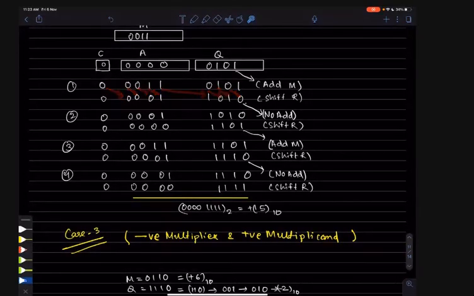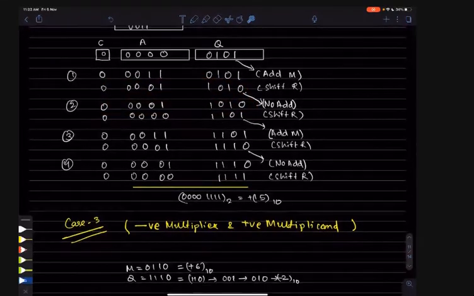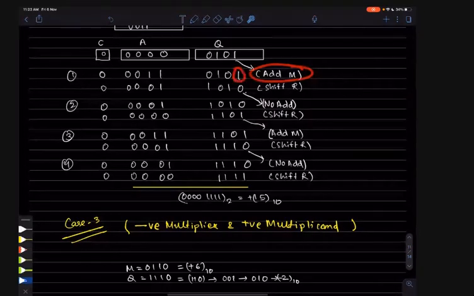Then check the last bit again for your cycle number 2. 0 means no add operation. So we just copy the whole content as it is. No add operation means you don't have to do anything in this step. Only whenever the last bit is 1, you have to do some addition. Then you do the right shift operation again.